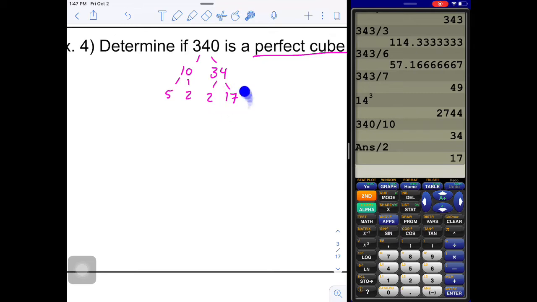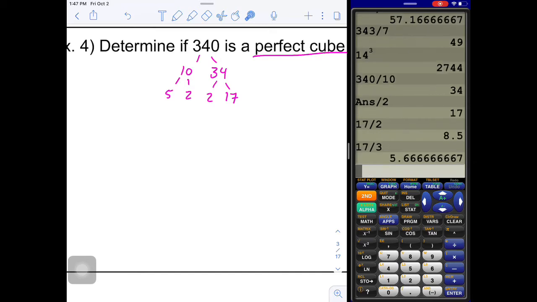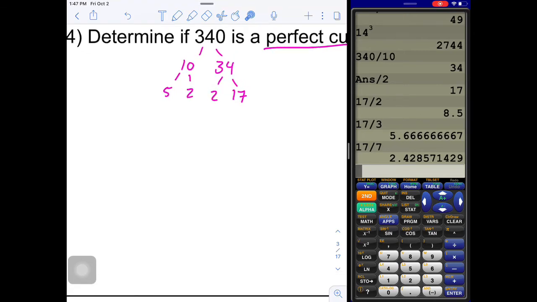17 is a prime number. You can't divide 17 by anything. Again, you could try a few times, but it'll never work. 17, so that doesn't work. That doesn't work. That doesn't work. And no numbers are going to work here.